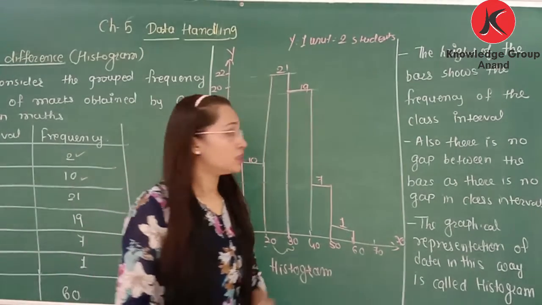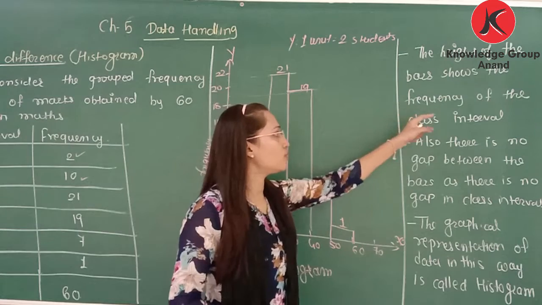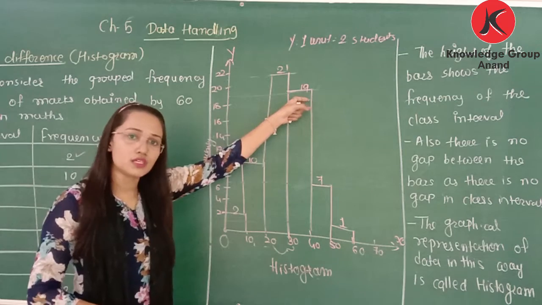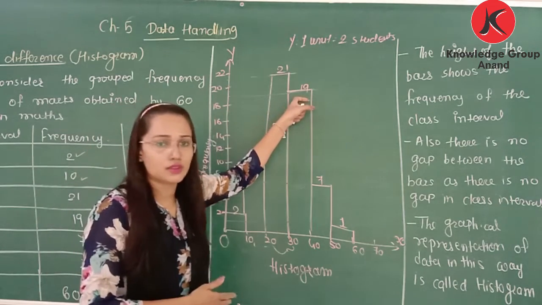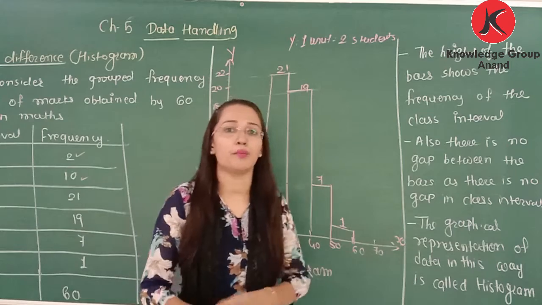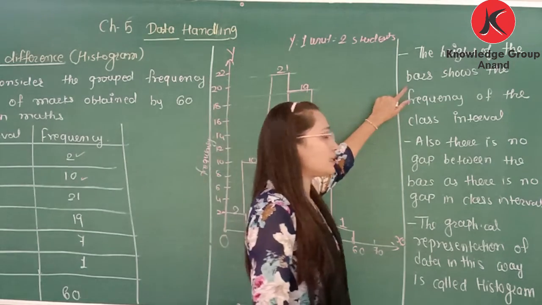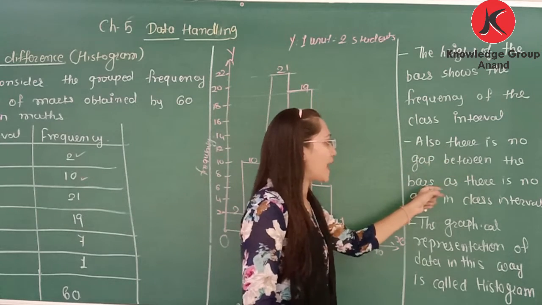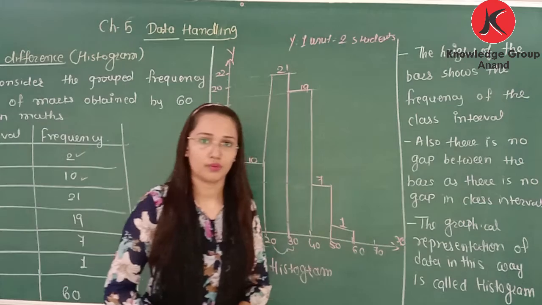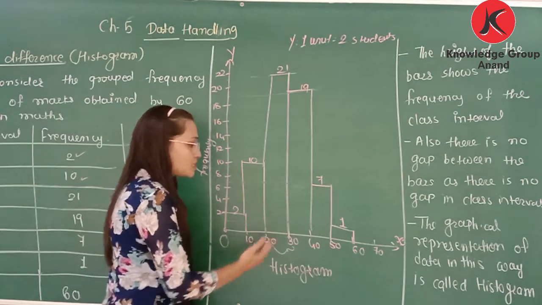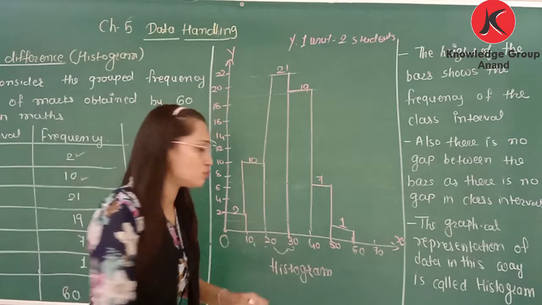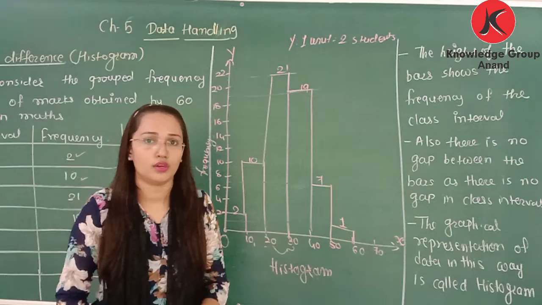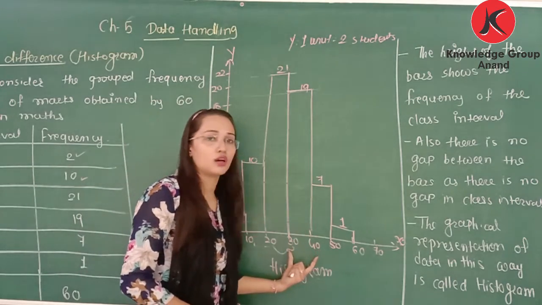So here, what did we learn? The height of the bars shows the frequency of the class interval. Whatever the height is, it represents the frequency. Now for this example, what is the frequency? It is the number of students. So frequency is represented by the height of the bars. Also there is no gap between bars, as there is no gap in the class interval. If none of the students get marks between 30 to 40, so that no student has got marks between 30 to 40, at that time we have a gap between 30 to 40.